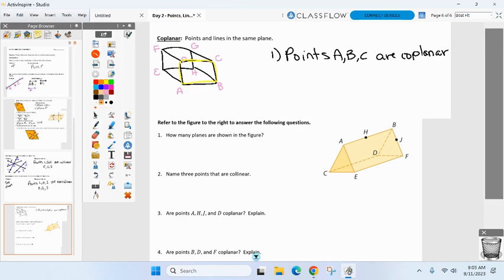All right, now let's expand this and do lines that are coplanar. Give me a pair of lines. Line blank and line blank are coplanar. Same thing. Pick one of those 6 planes in the diagram and give me 2 lines off of it.